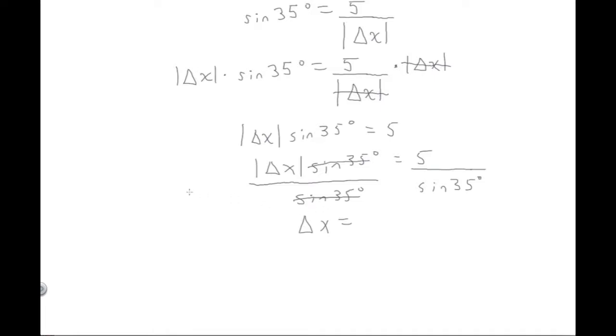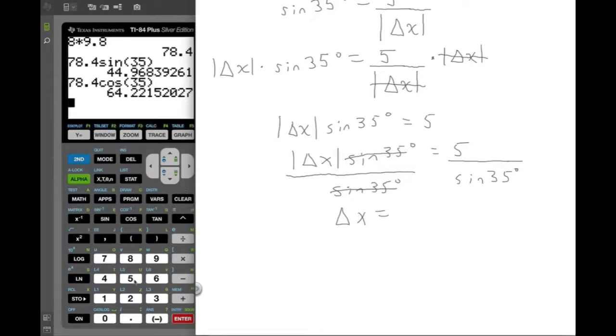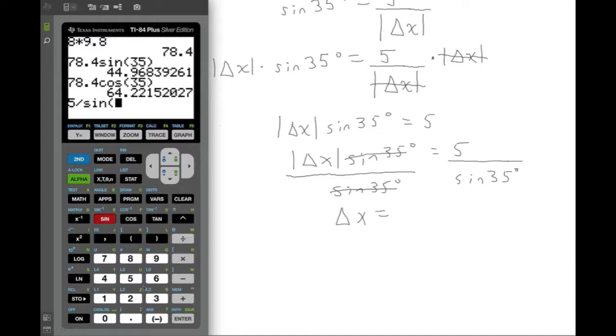And we're ready to do the division. 5 divided by sine 35. Make sure you do the division in the correct order. I think a lot of students here might be inclined to do sine 35 divided by 5, but that's not right. We need to do 5 divided by sine 35 degrees. So again, write out the algebra carefully so you can see the correct order to do the division.